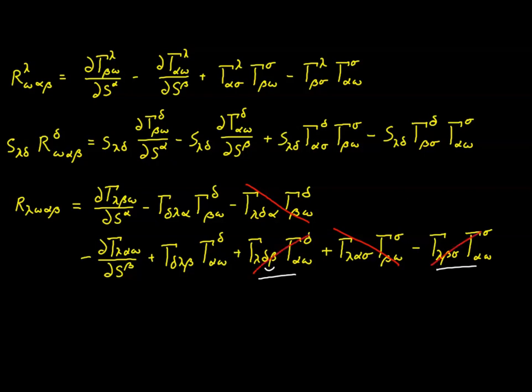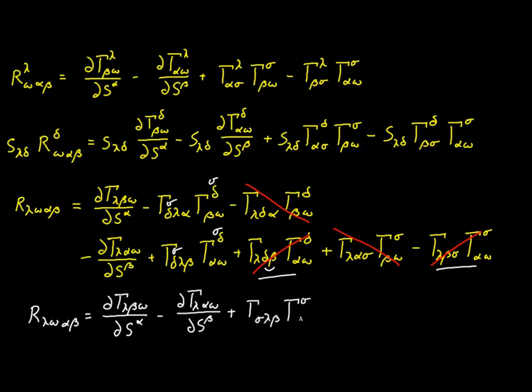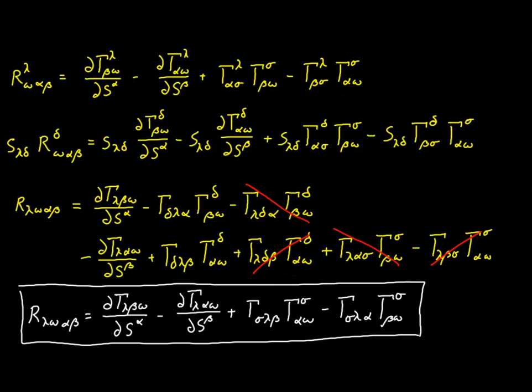And then the only other thing I want to do is I want to rename delta to sigma here and here and here and here. So with that in mind, we now have the final expression that we're looking for. This is the definition of the Riemann tensor with all four of its indexes in the lower position. With that, we'll end the video and do a quick recap.